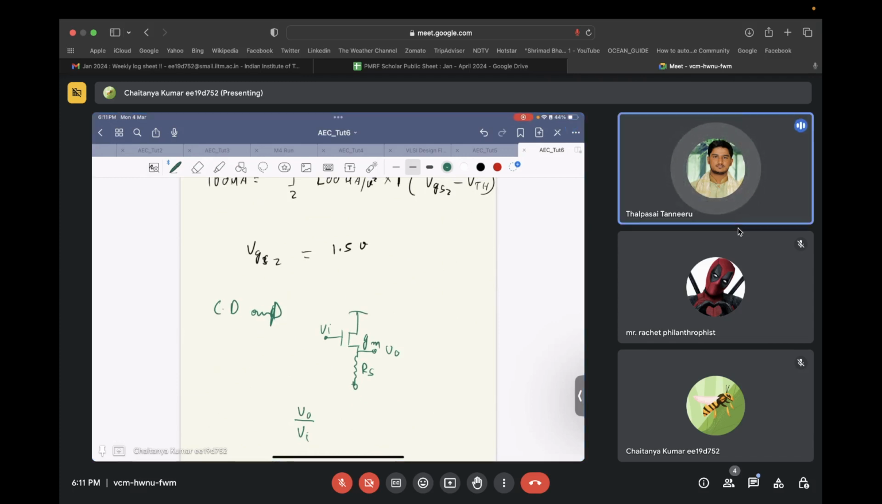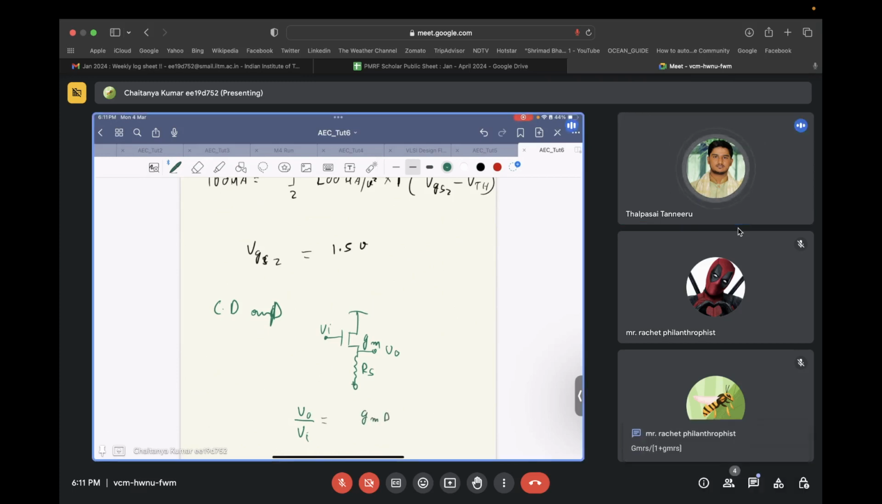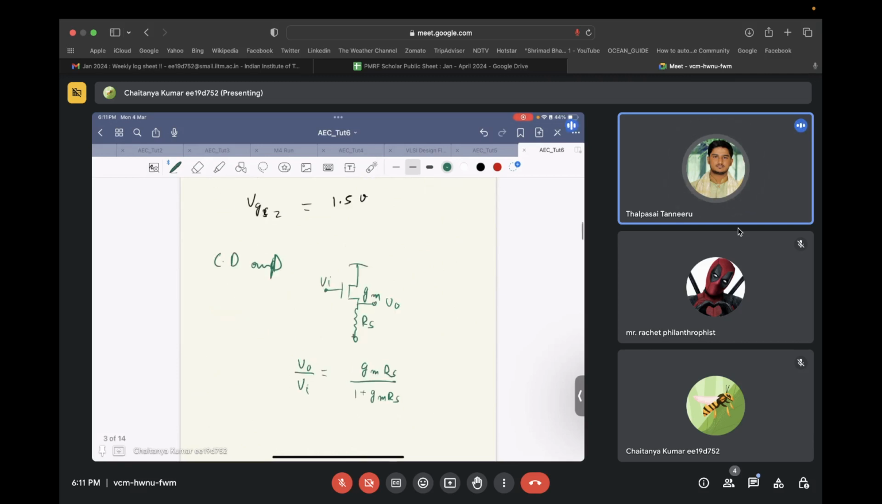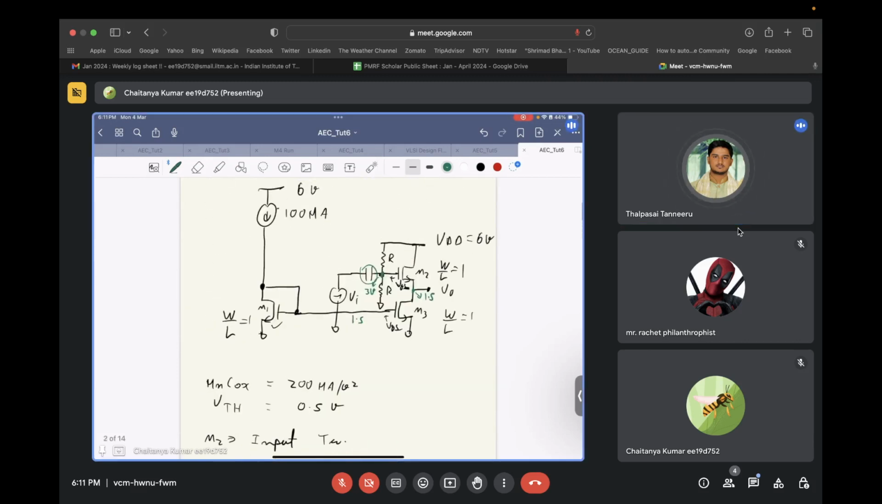It should be approximately unity, sir. But there would be an equation now. You should remember this equation. It's gmRS upon 1 plus gmRS. This is something that if you remember, you can do calculations of gain of large circuits quickly. Okay. Yes, sir.